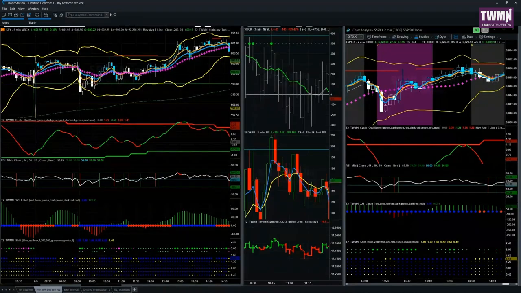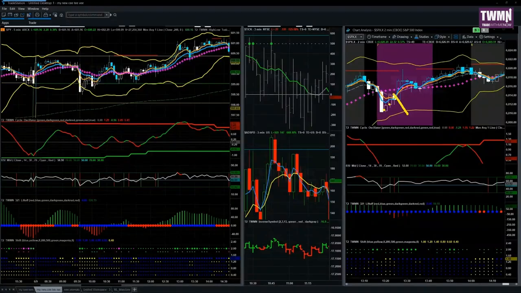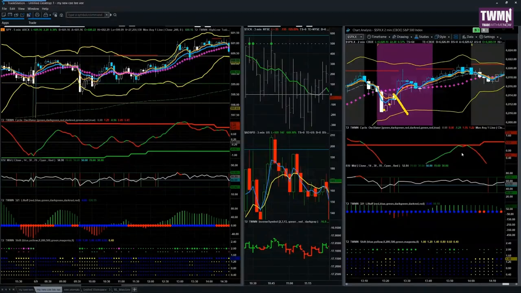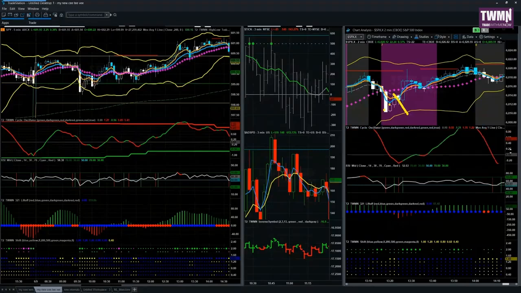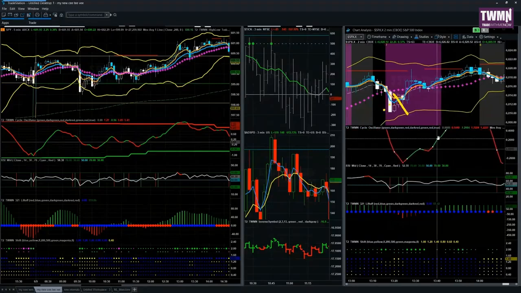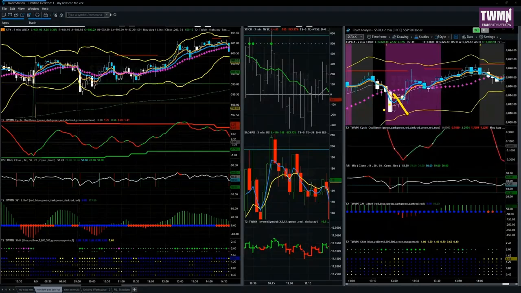You got another reversal here. Reversal candle, confirmation candle, moving average cross. Boom. Wait for the cycle indicator. Right there. Wait for the RSI. Look at this.